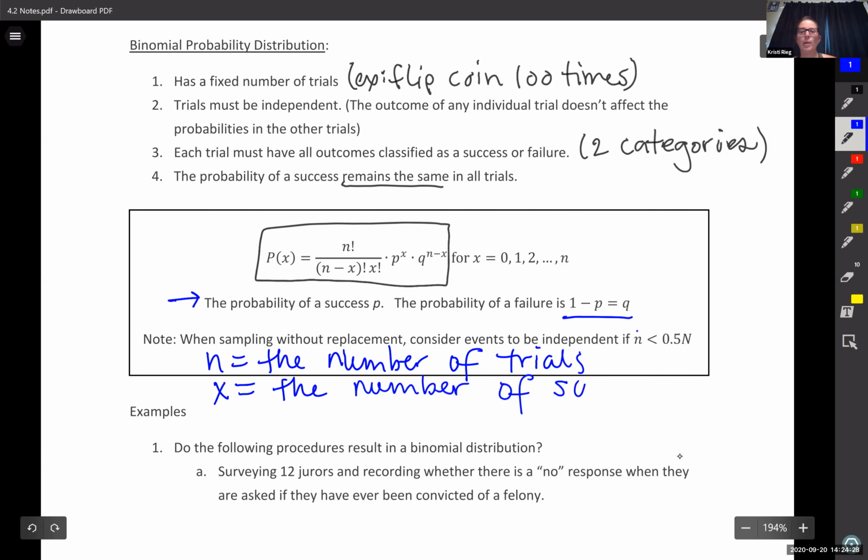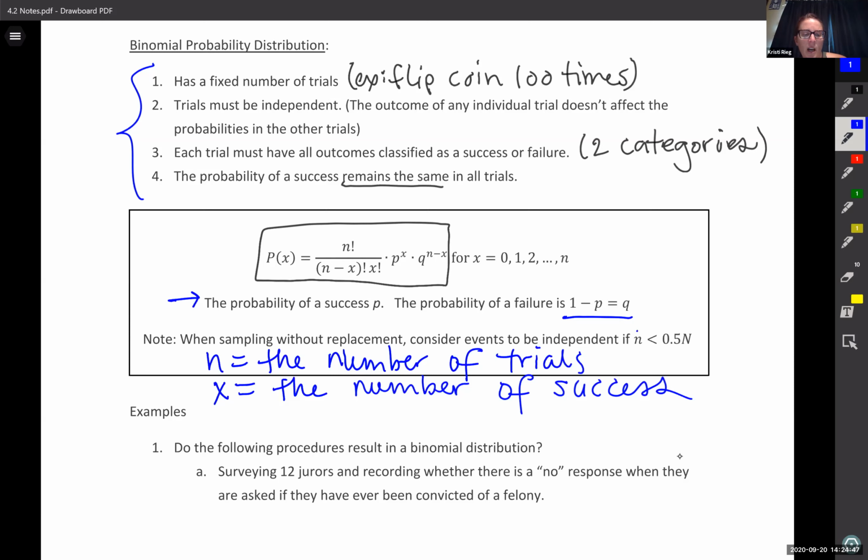So what's the probability of this? What's the probability of that? That will be our X, whereas N is the total. Okay, so first, let's just talk about these four. I haven't even touched that formula there. We'll get to it on the next page. But let's just talk about those four rules right there.